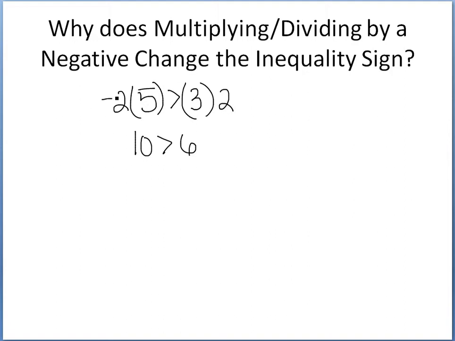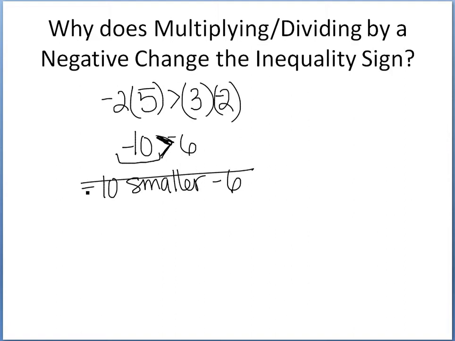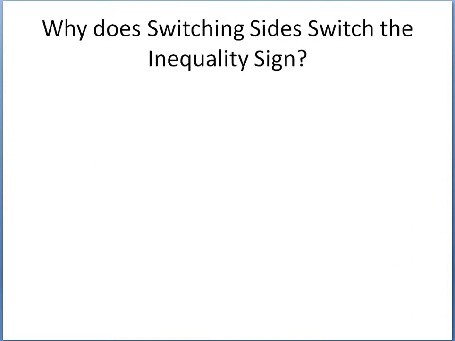But what if I made this into a negative 2? Well, then I'd have a negative 10 and a negative 6. Negative numbers, the bigger they are, it's actually the smaller they are. So negative 10 is actually smaller than negative 6. So this is no longer true. So that's the way they work.